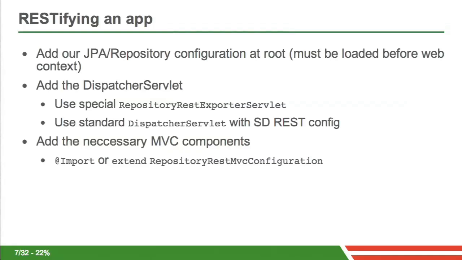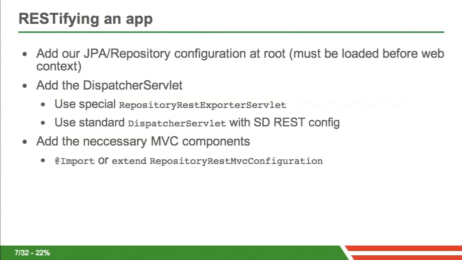If you're going to be customizing any of the Spring MVC components that make up Spring Data REST, changing handler mapping implementations, or any of the more advanced, in-depth Spring MVC stuff, then you'll either want to import the configuration, which lets you override a couple things, or you'll want to extend the repository REST MVC configuration class, which is the core configuration class that has all of the Spring MVC references in it that set the exporter up.